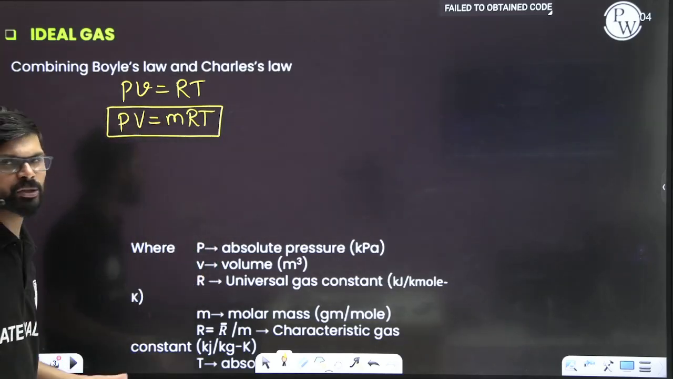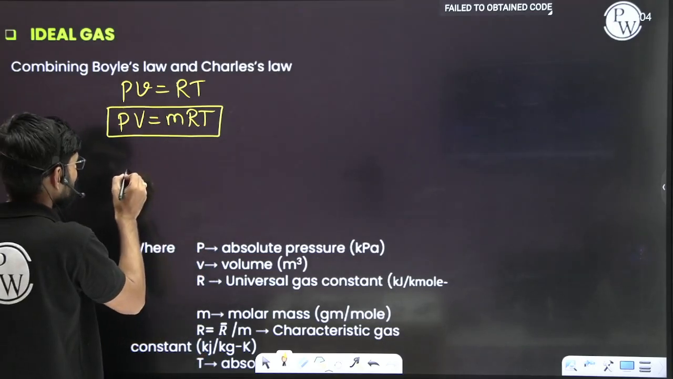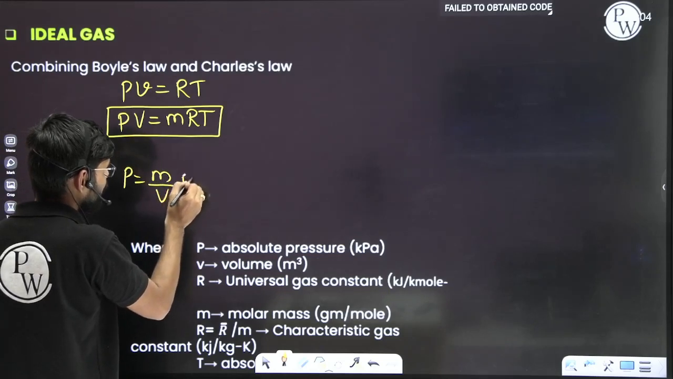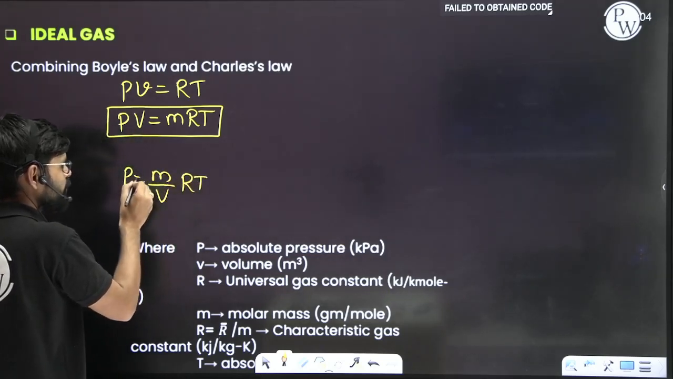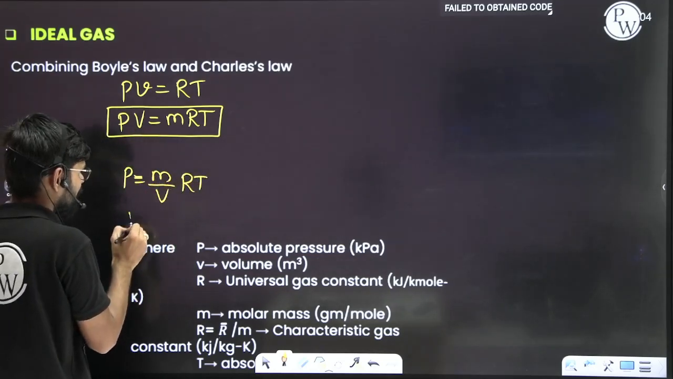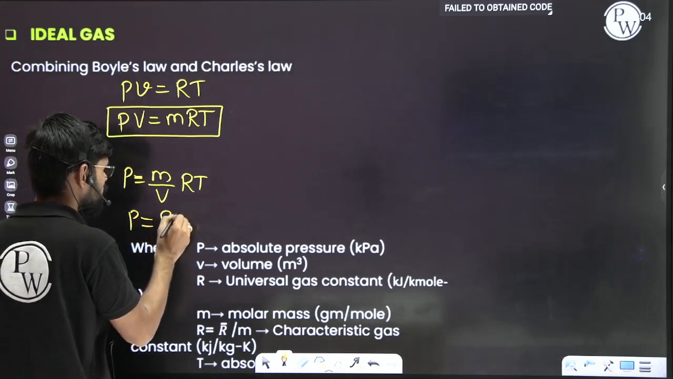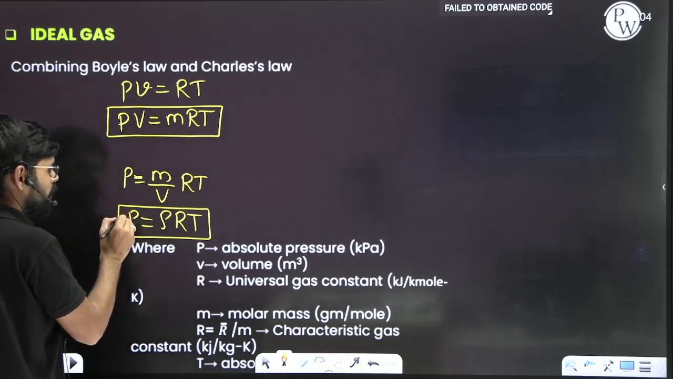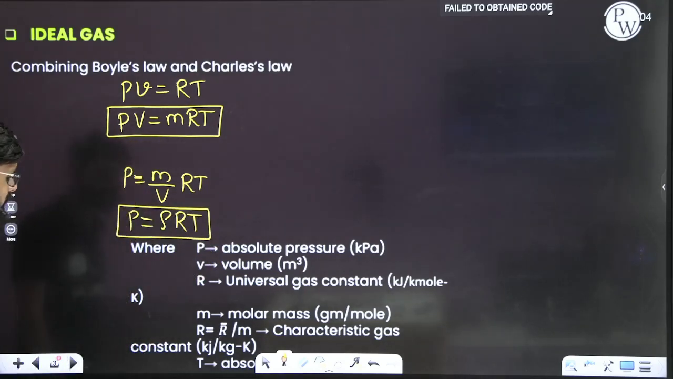Even one more form is possible. You can write like this also, that P is equal to M by V into RT. Now M by V is what? Mass per unit volume is density. So you can write P is equal to rho RT. That is also the ideal gas equation only. So this is one form of the equation, and this is another form of the equation.